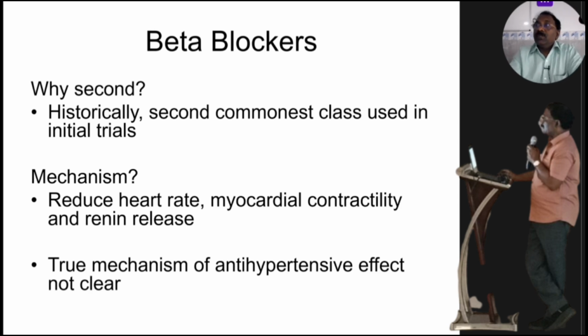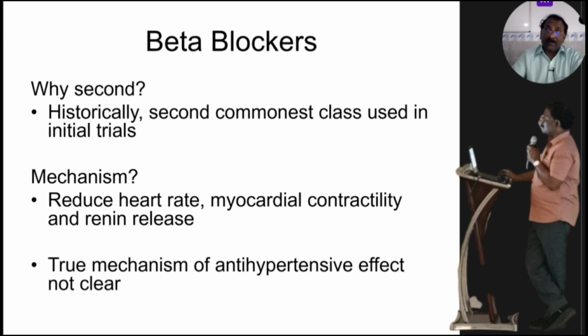Beta blockers are very useful in reducing the heart rate, in reducing the myocardial contractility, and also they reduce the renin release. So RAS system activity is very, very important in the pathogenesis of hypertension. So once you are using beta blockers, you are reducing the heart rate, the myocardial contractility, and also the renin release. The true mechanism of the antihypertensive effect of beta blockers is still not clear.